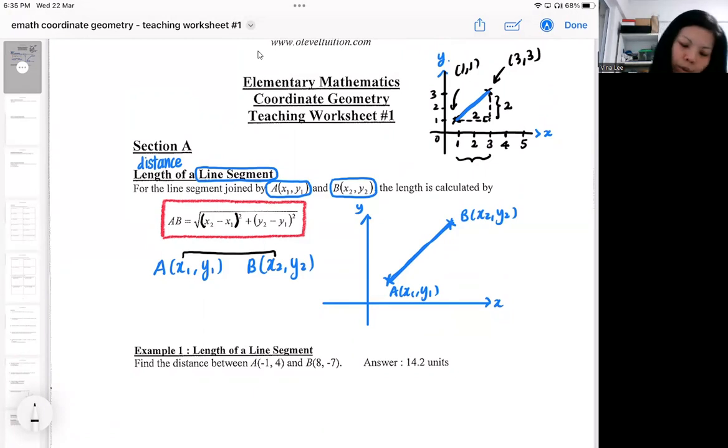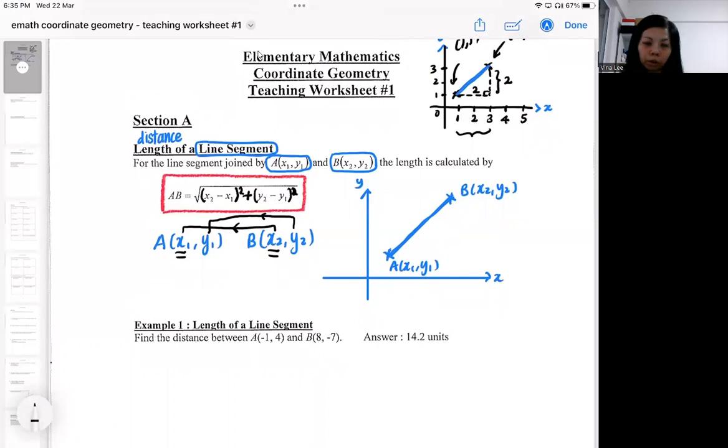If you choose to subtract x2 minus x1, can you see the arrow is that side? So I'm subtracting the other one. If you are doing this, it will be good if you follow the same thing for y, so you are also subtracting in the same direction. Basically you are squaring it, then you add them up, and then you take a huge square root.